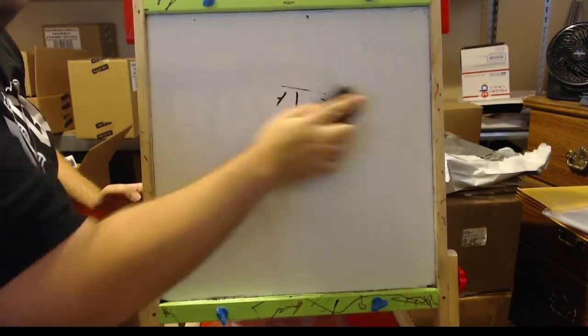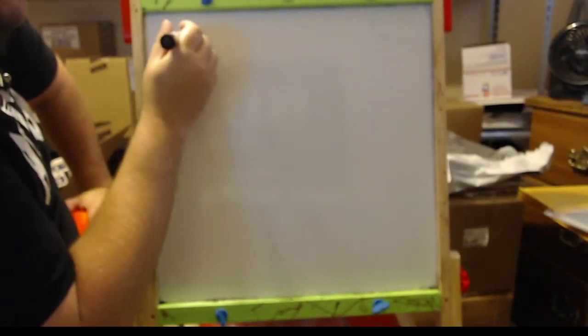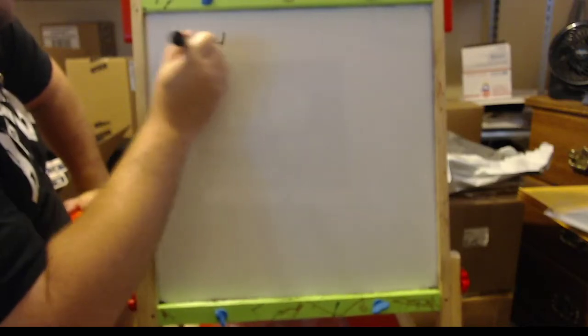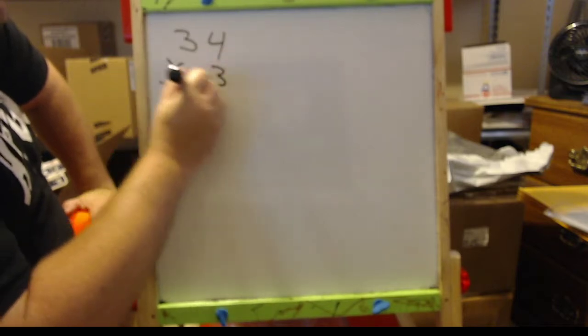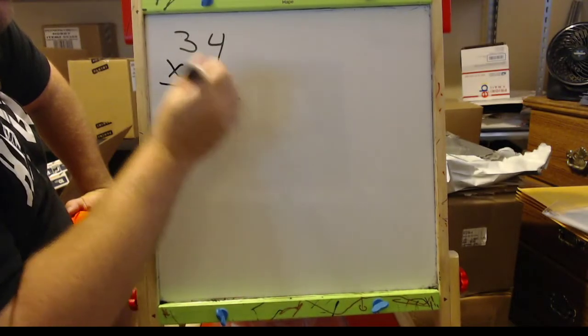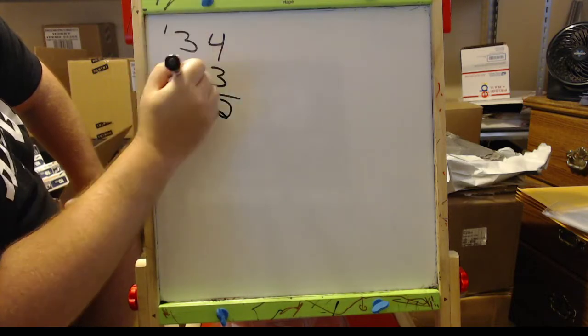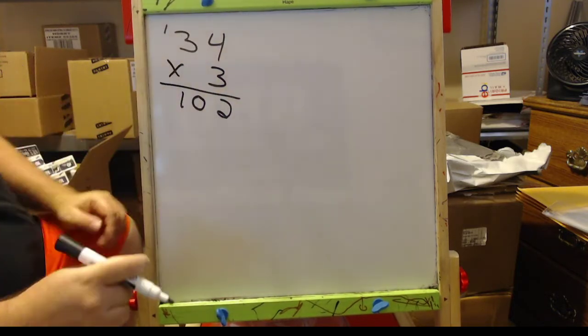Let's look at multiplication. Let's do 34 times 3. All right, 4 times 3, it's kind of like the addition, but now you're multiplying. 12, we need to carry the 1. 3 times 3 is 9, plus the 1, 102.